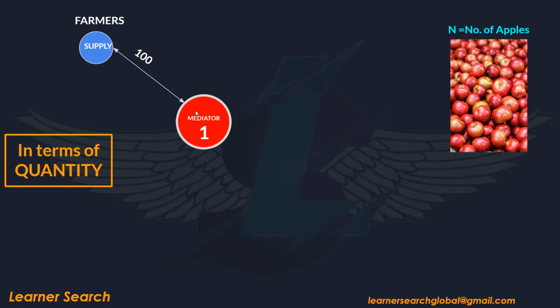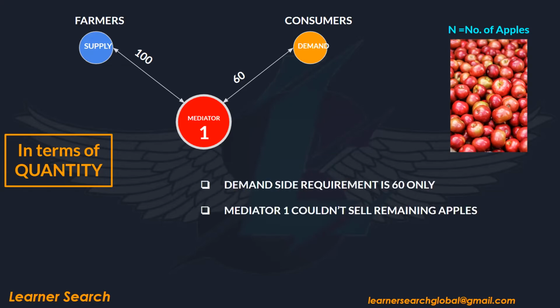Now this mediator tries to get consumers for those 100 apples, but unfortunately, he sold only 60 out of 100. How many apples remain now? 40. Exactly. 40 are remnant. 40 again became remnant. If you don't sell the 40 apples, they go as waste. So the demand side requirement is 60 only. Mediator 1 could not sell the remaining apples. In this case, he could not sell the remaining 40 apples.